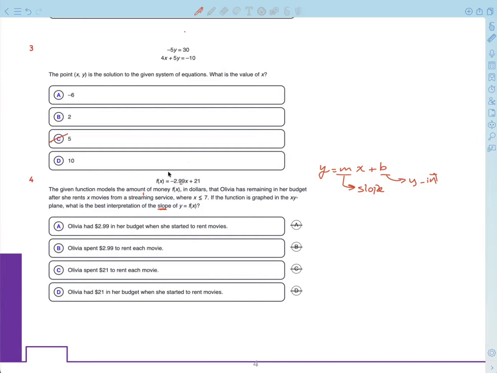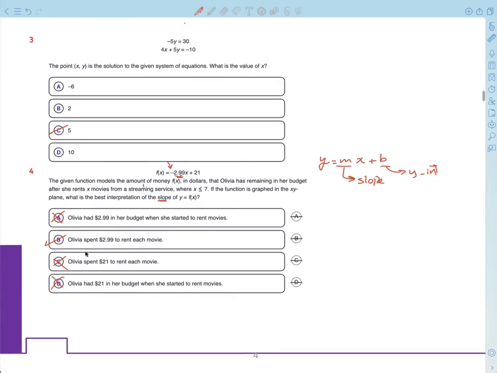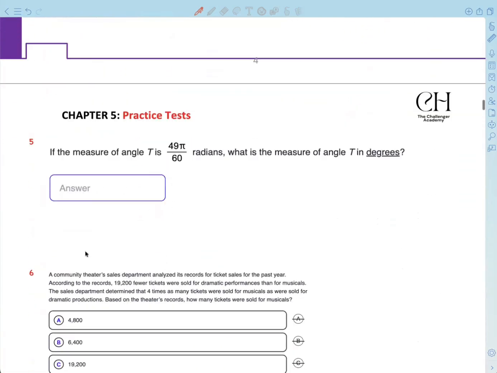You have the slope with a negative sign. It means it decreases. So, Olivia had $2.99 in her budget when she started to rent? No. Olivia spent $2.99 to rent each movie. Yes, this is correct. Let's check also C. Olivia spent $21? No, because this is not the slope. Olivia had $21 in her budget? No, so the answer is B. Let's move to question 5.